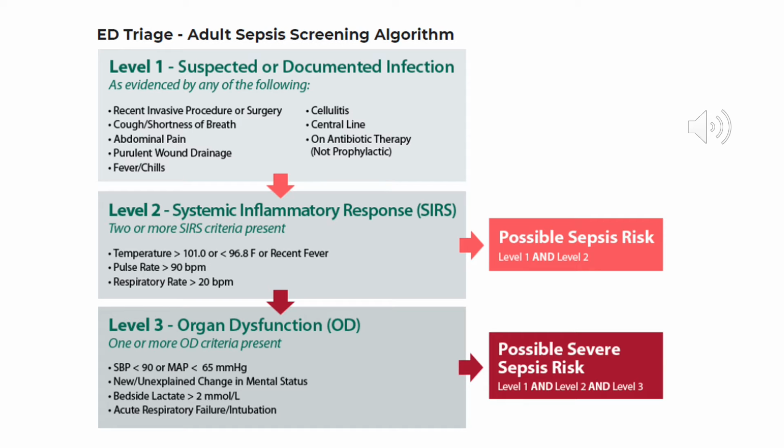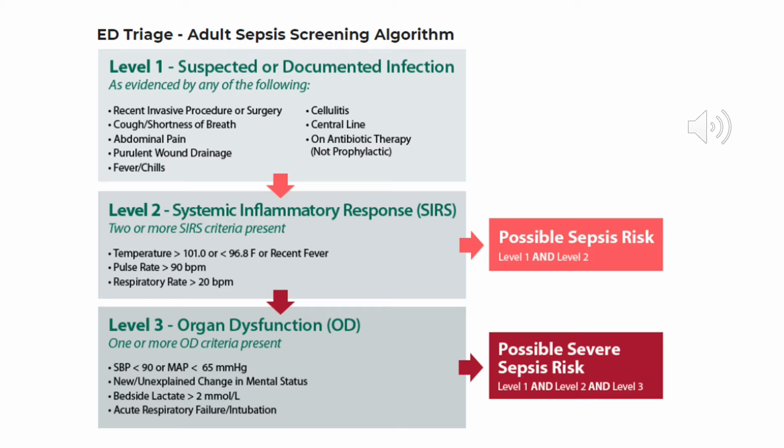In addition to that, you'll need 2 or more SIRS criteria, which is your level 2: any temperature over 101 or under 96.8, or a recent fever, a pulse rate over 90, a respiratory rate over 20. If you have 2 of those, that will trigger a possible sepsis risk. And then in addition to that, if you have any organ dysfunction or any criteria in level 3, this will trigger a possible severe sepsis risk.